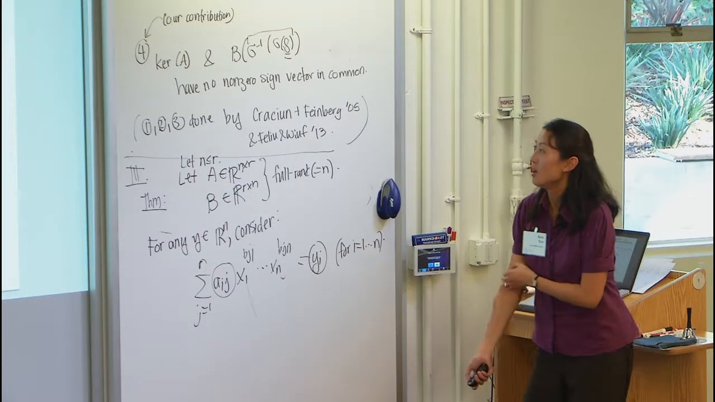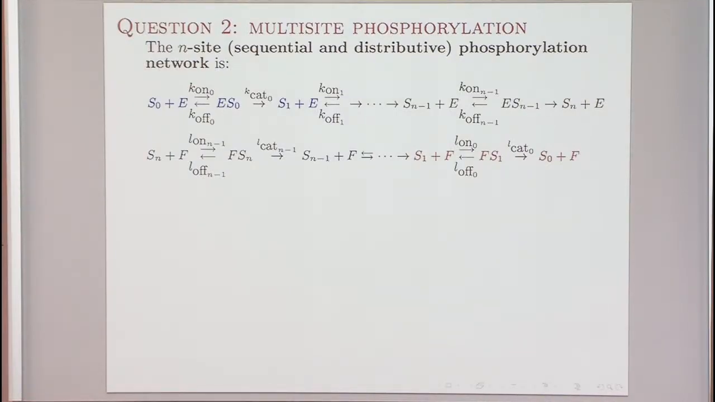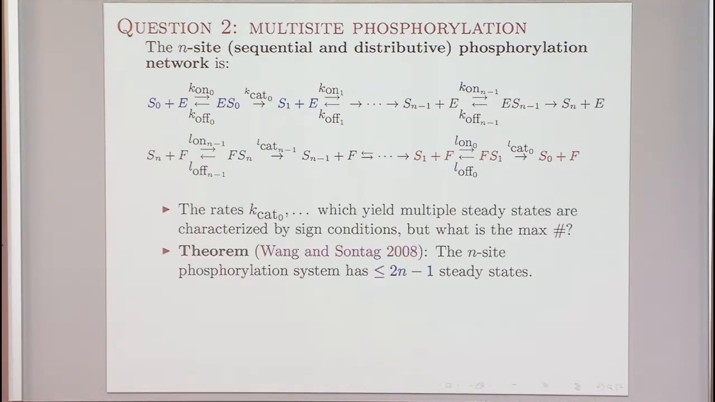Question 2. There are some conjectures about systems of this form. Let me just say it comes from biology, and it's a very common motif in signaling. We want to know: can you characterize the rate constants for which this has certain numbers of steady states, so 0, 1, 2, and so on?